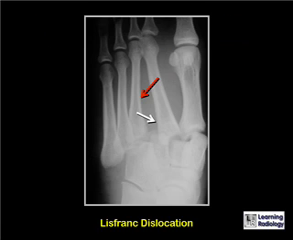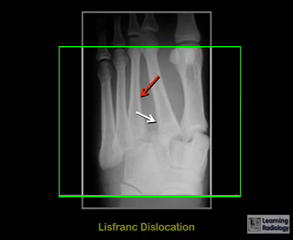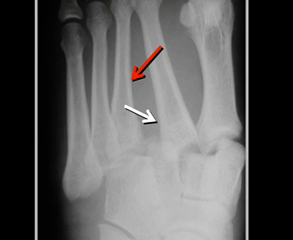This is a variety of divergent Lisfranc dislocation in which the third, fourth, and fifth metatarsals, shown here by the red arrow, are dislocated laterally, while the first and second metatarsals are dislocated more medially.